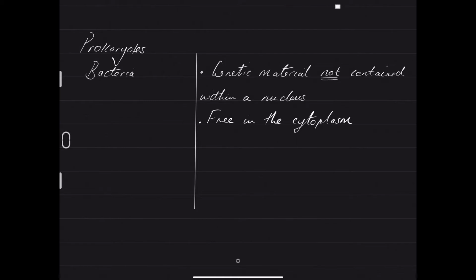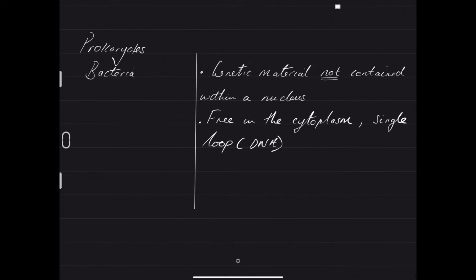Furthermore, bacterial DNA is in a single loop. So this is important. The bacterial DNA is in a single loop. So this is the DNA. The DNA of prokaryotes is not contained within a nucleus. It's free in the cytoplasm in a single loop.